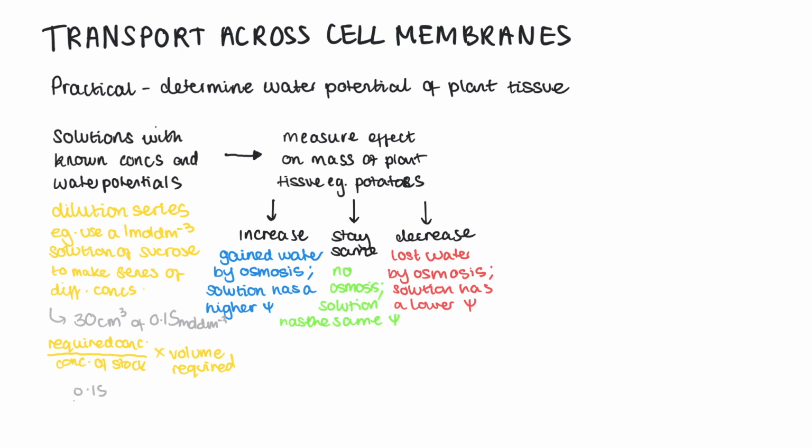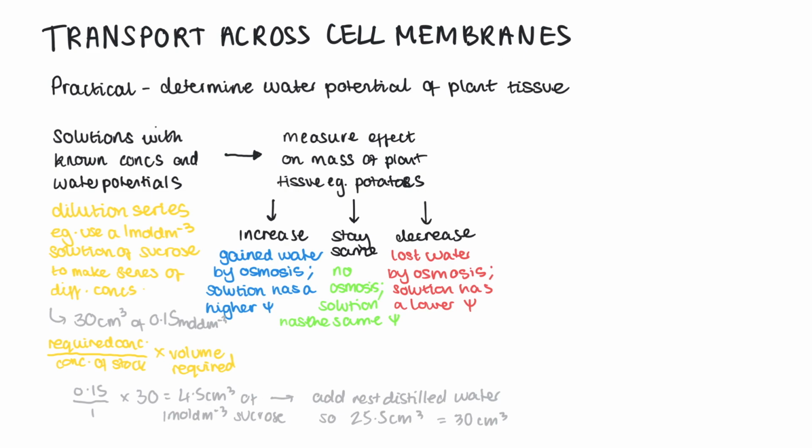That tells us how much of that stock solution we need to use, and then we're going to just top the rest up with some distilled water. So we want 4.5 centimeters cubed of 1 mole per decimeters cubed sucrose, and then the rest is distilled water. So we add 25.5 centimeters cubed of distilled water.